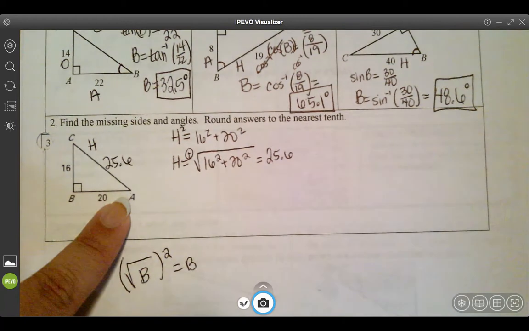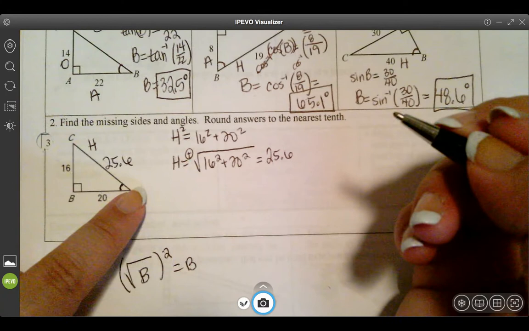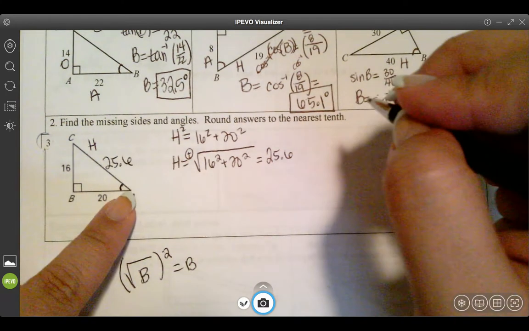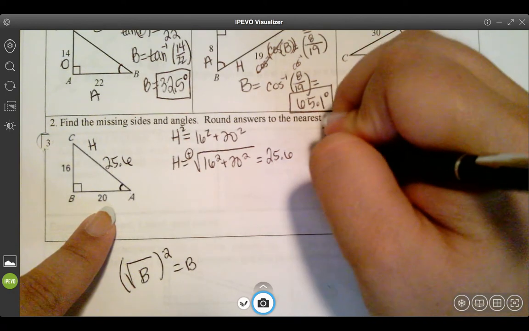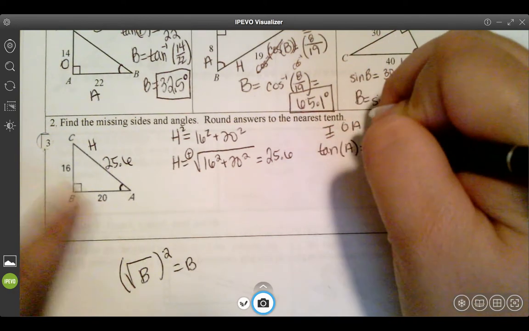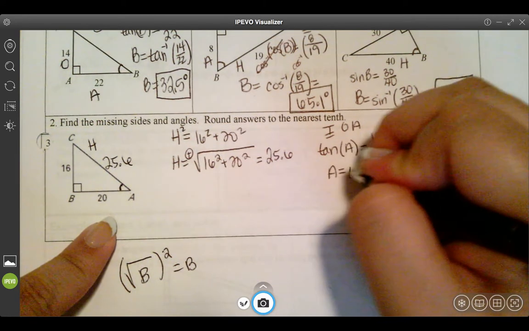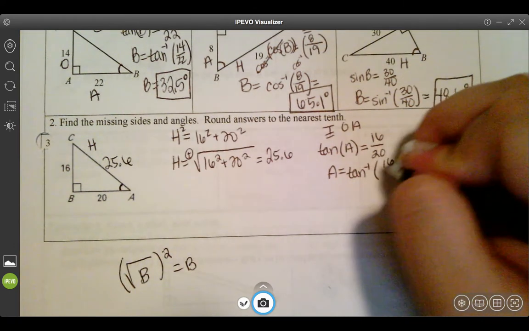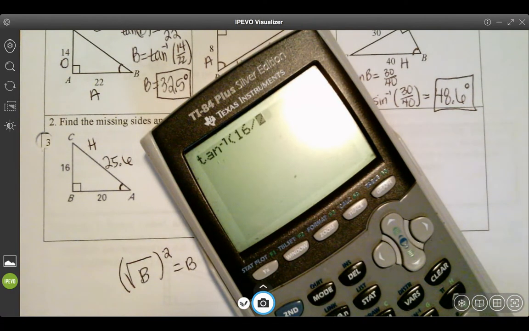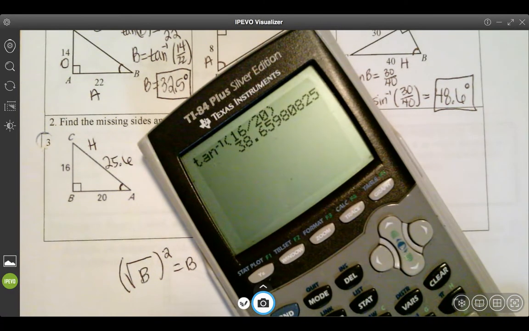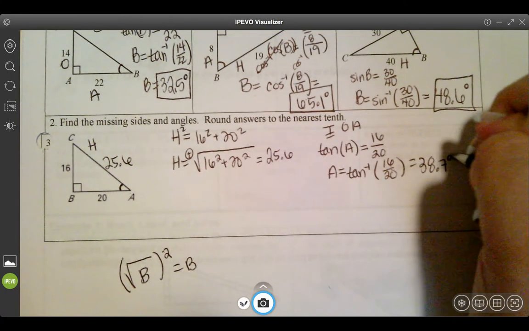Next, I'll go ahead and find angle A. And the way that we can find this, we only have one other angle, so the only way that we can find this is by using trig. So if I want to use angle A, I want opposite and adjacent. So that's going to be tangent of angle A equals opposite over adjacent. Then angle A is tangent inverse of 16 over 20. So here we go, tangent inverse of 16 over 20 gives us 38.7 degrees.